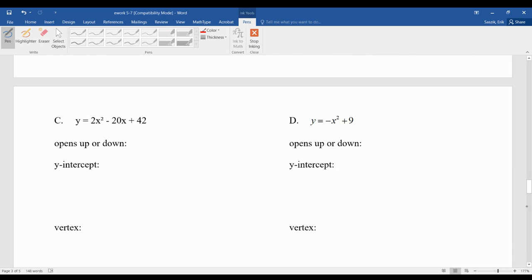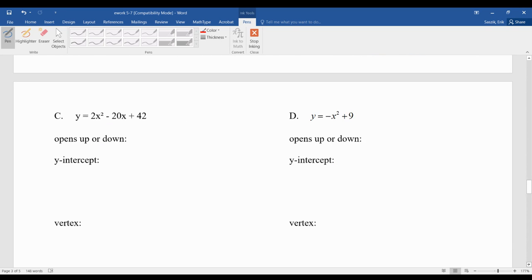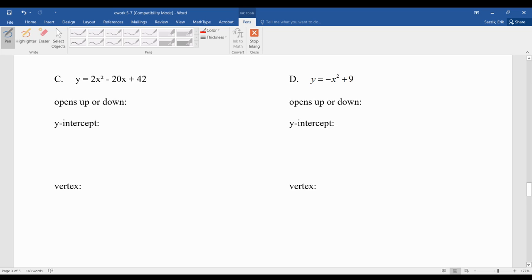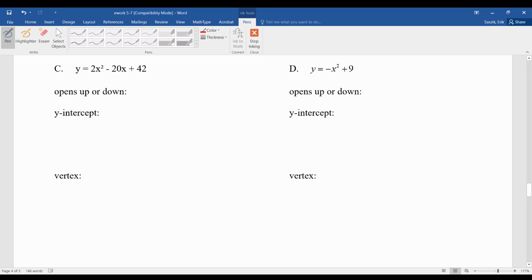Let's go to the next page. I'm going to give you an opportunity. You can do C yourself. Now remember, I post all the answers to these lessons on the Canvas homepage. You can print these all out.